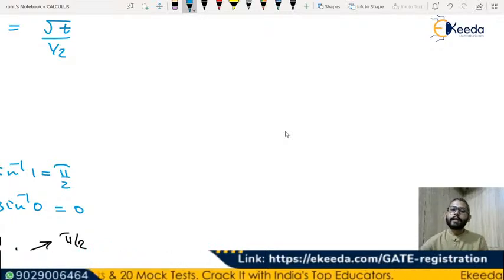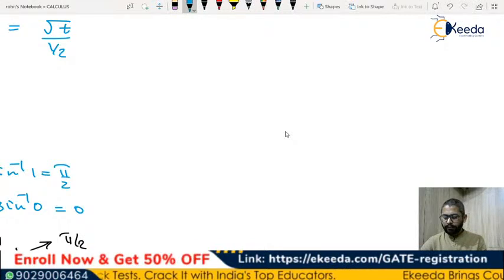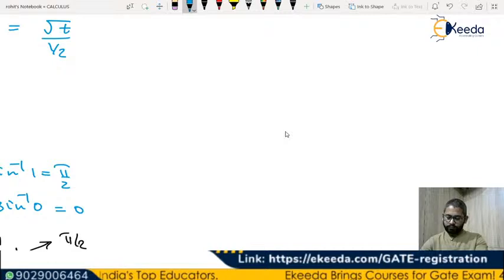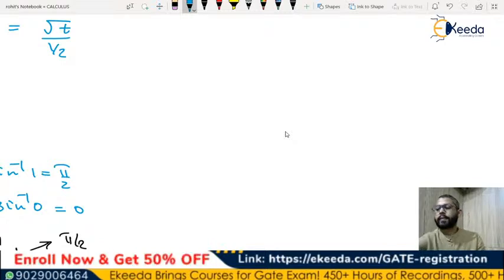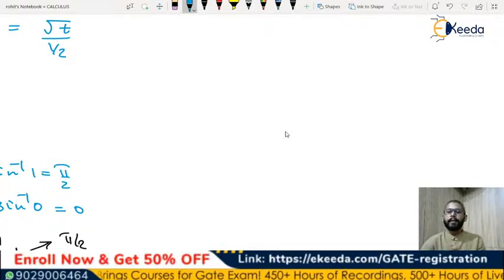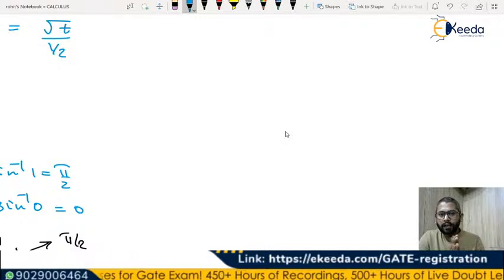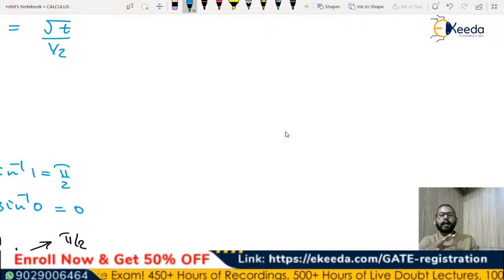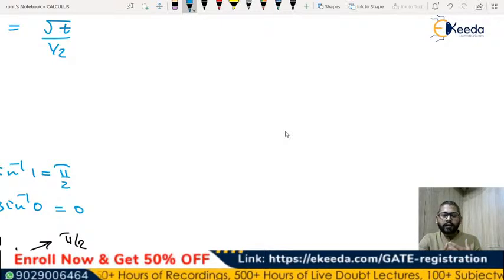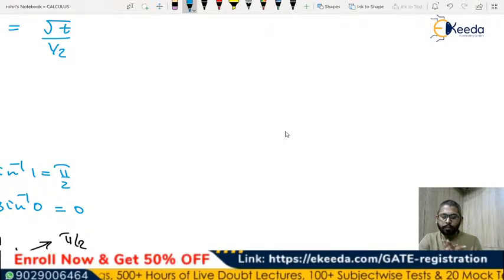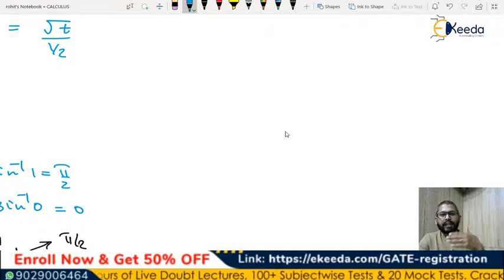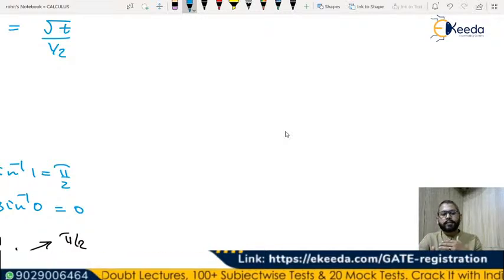In the next class we'll be discussing multiple integration: double integration, triple integration, and then changing the order of integration, because they'll be asking on this topic. And after that, that will help you switch into vector calculus also, right?